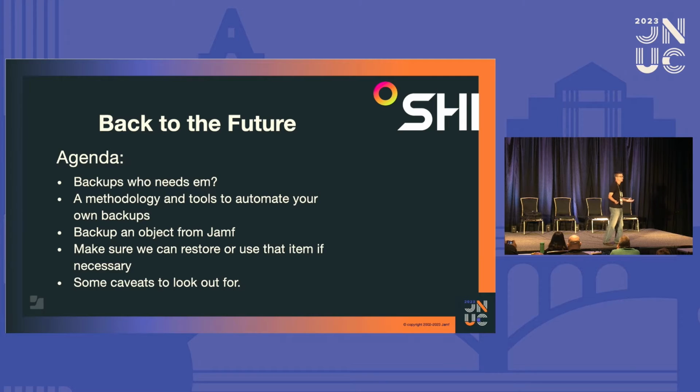Jamf has many objects in it: policies, scripts, configuration profiles, extension attributes. We'll talk about how we need to back those up, why we're going to back them up, and how we're going to restore them if necessary. Make sure we can restore that object, and that it is in a state where, should something happen to our Jamf Pro instance or instances, we can get that object back in a relatively short period of time in a usable state. And then, finally, some caveats to look out for, because backing up, as many of you know, isn't as simple as it sounds.